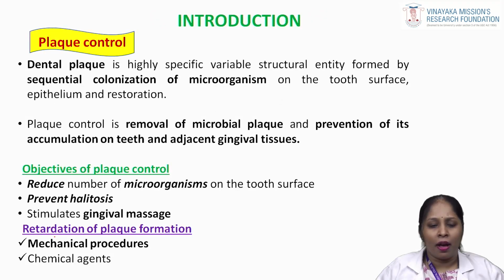Introduction: dental plaque is a highly specific variable structural entity formed by the sequential colonization of microorganisms on the tooth surface, epithelium and restoration. Plaque control is removal of microbial plaque and prevention of its accumulation on teeth and adjacent gingival tissues. The main objectives of plaque control include to reduce the number of microorganisms on the tooth surface and prevent halitosis. Finally, it stimulates gingival massage.